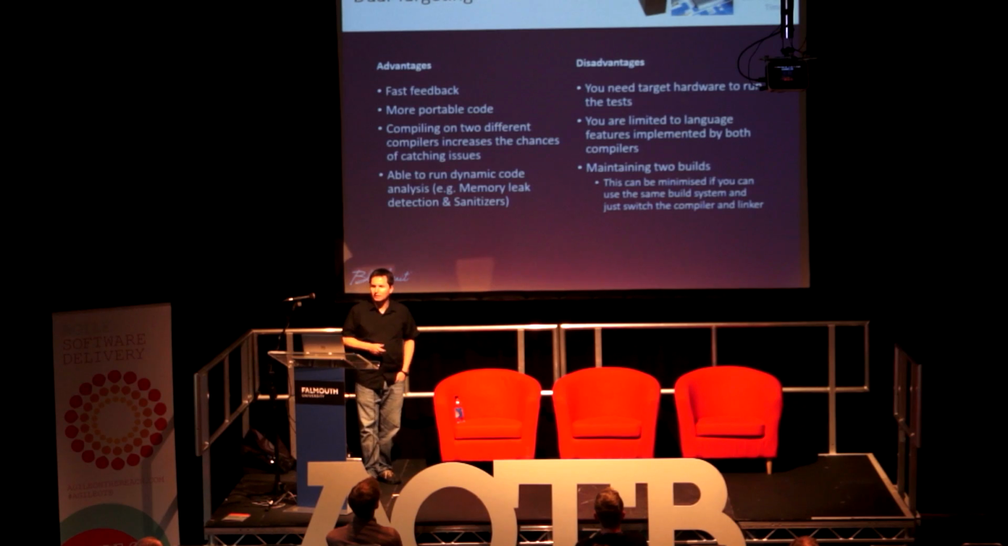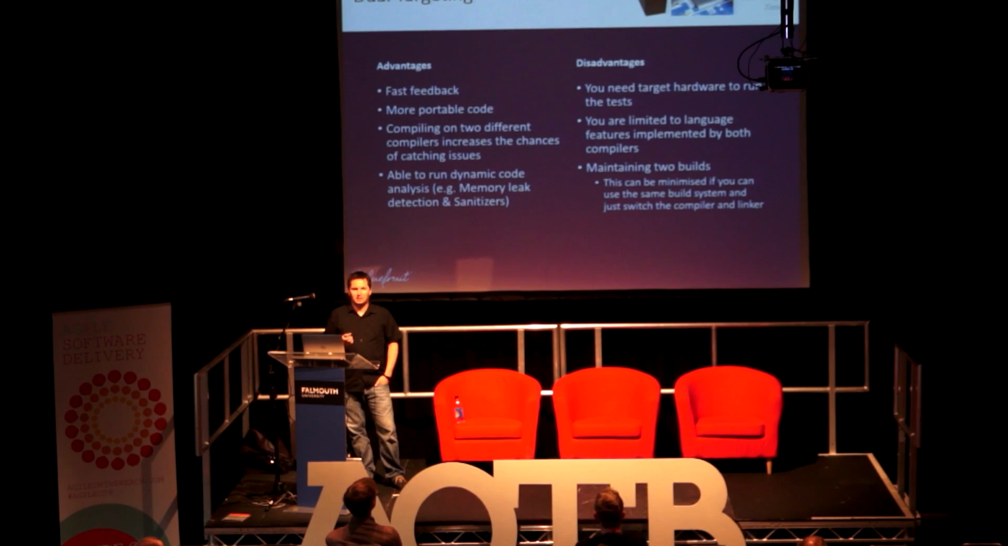There are a few disadvantages to dual targeting. You're still going to need the target hardware. You can now only use languages which are actually supported by both compilers. This isn't so much a problem if you're in C++, but if you're writing in C and you're using Visual Studio as your desktop compiler, then you're stuck with C89 features. You're also going to need to maintain 2 builds, but this can be minimized by using the same build system for both and just switching your compiler and your linker.